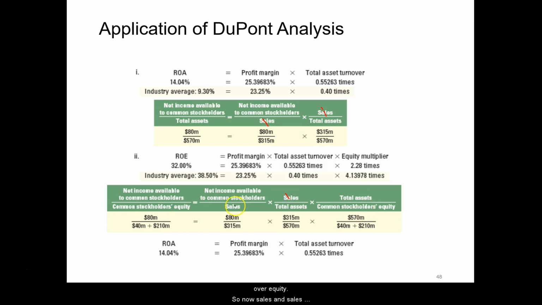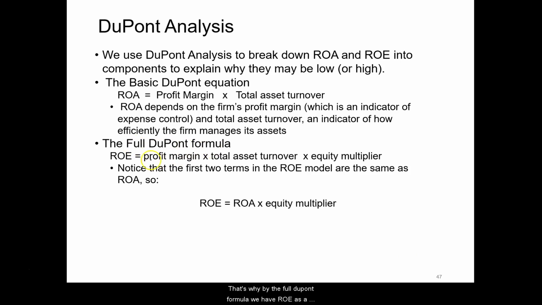So now sales and sales can cancel out. Total assets cancel out. We would have net income over common equity on the right hand side, and net income over equity is exactly the definition of ROE. So that's why by the full DuPont formula we have ROE as the product of profit margin, total asset turnover, and equity multiplier multiplying each other. And by the way, if you compare the ROA and ROE formula, so this is ROA. That means ROE can also be written as ROA multiplied by the equity multiplier.